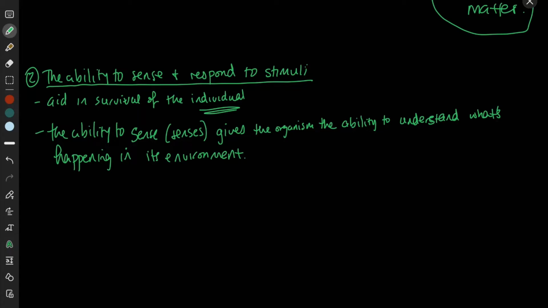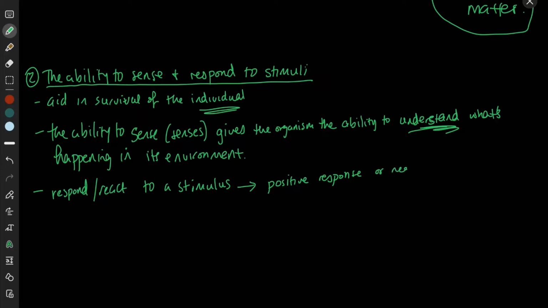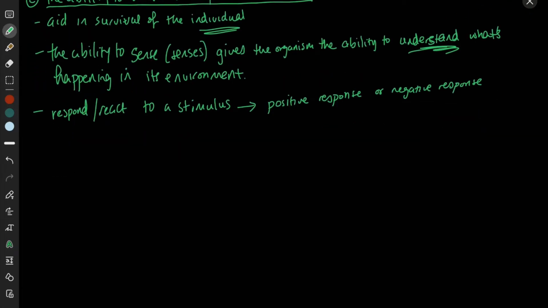And that's very important because it gives us a sense of what's happening outside of the organism, right? And by understanding the environment and what's going on in it, we're then able to respond, or react to a stimulus. And this response can be either a positive response, or it can be a negative response, right? Now what do we mean by that? Well, let's say an organism senses a stimulus, and then it responds positively. That just means that it moves towards the stimulus. And if it reacts negatively, it just means that it moves away.